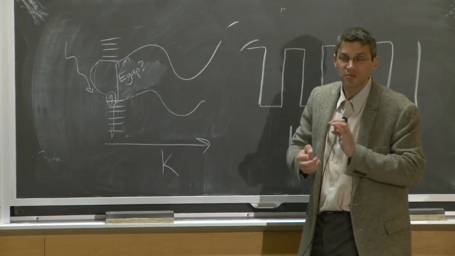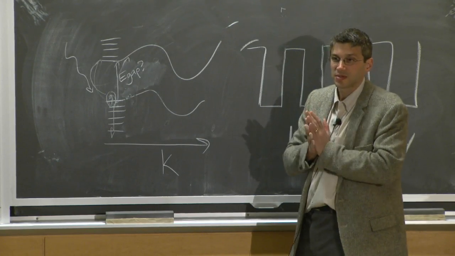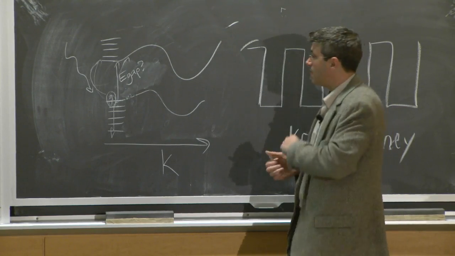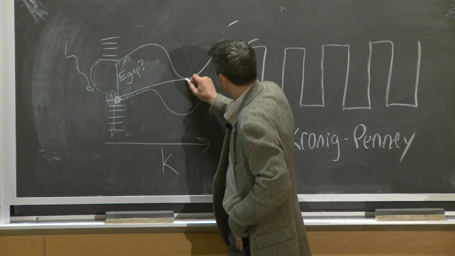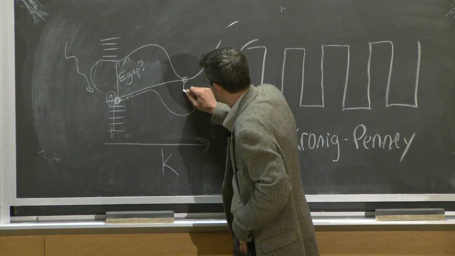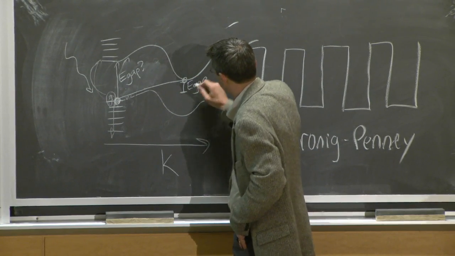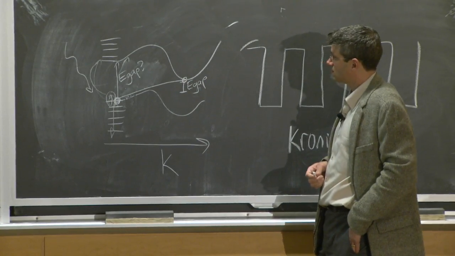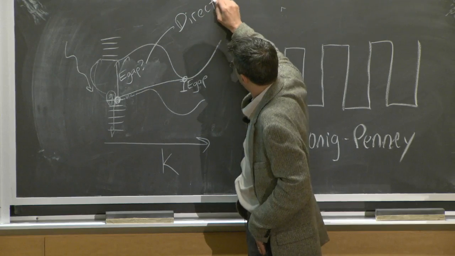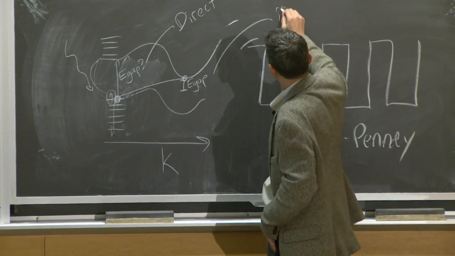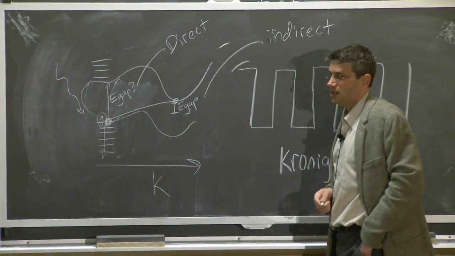But here's the real important part. There is a lower energy gap in this material. If I'm able to go from this point in K-space to this point in K-space, then the gap is only this big. This would be called a direct gap, and this would be called an indirect gap.